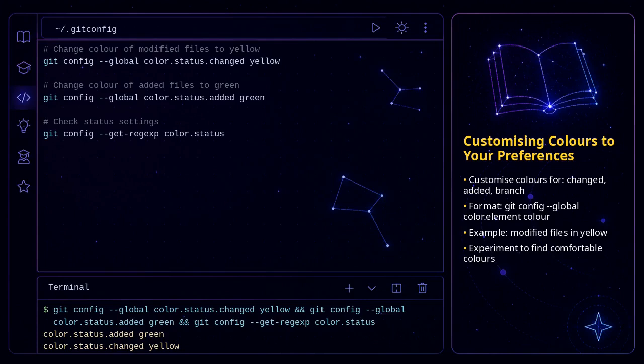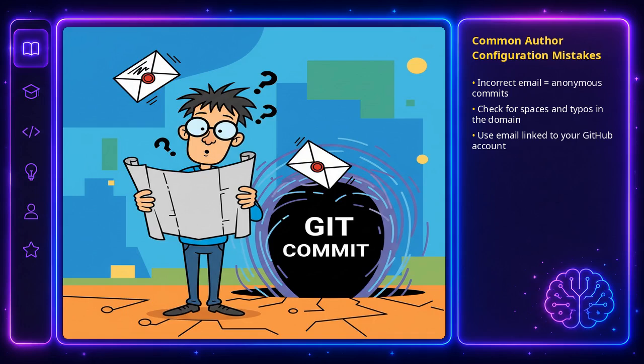Now that the basics are set up, let's look at common mistakes to avoid. The most common mistake is inattention when entering your email address. Spaces, typos in the domain, using a personal email instead of a corporate one. All these will make your commits anonymous. Remember, the email must match the one linked to your GitHub account. Check your settings with git config --list and make sure everything is correct.